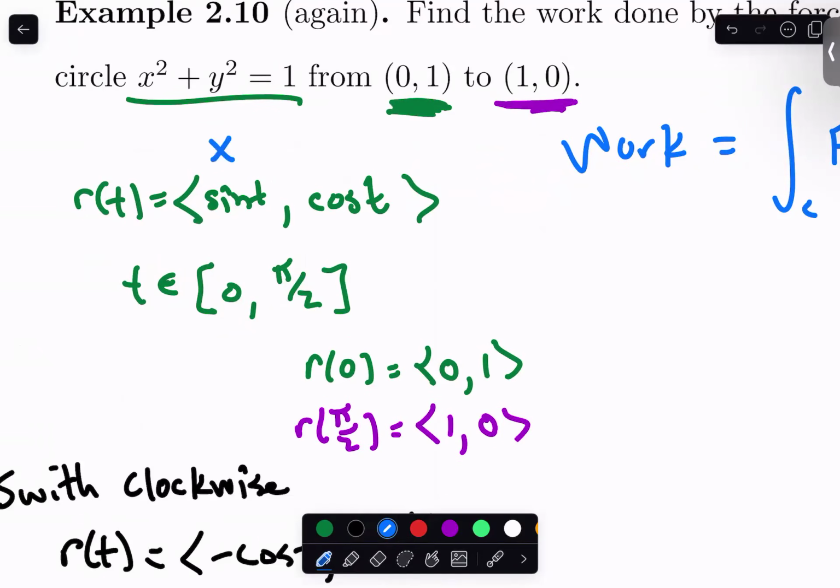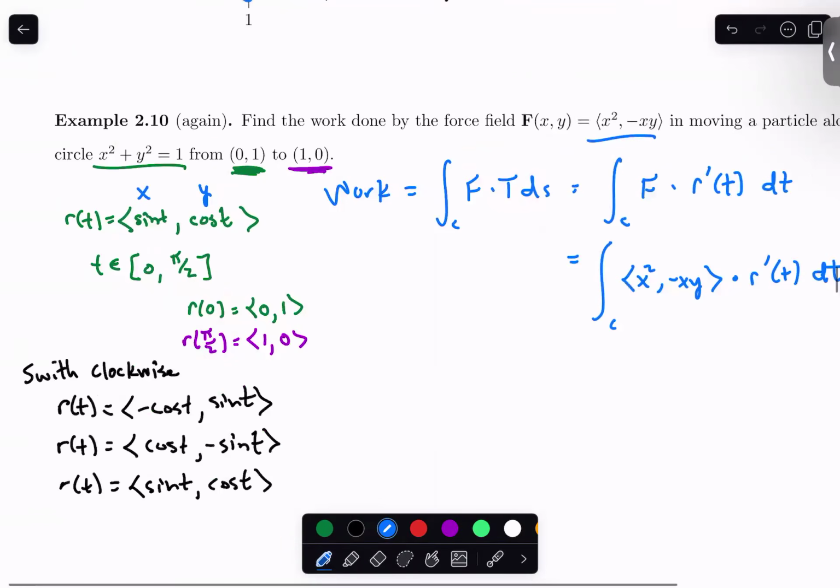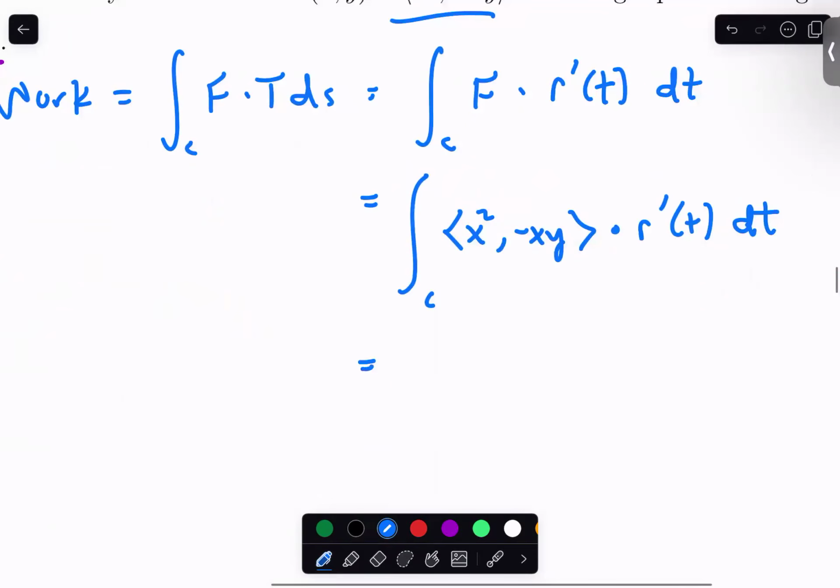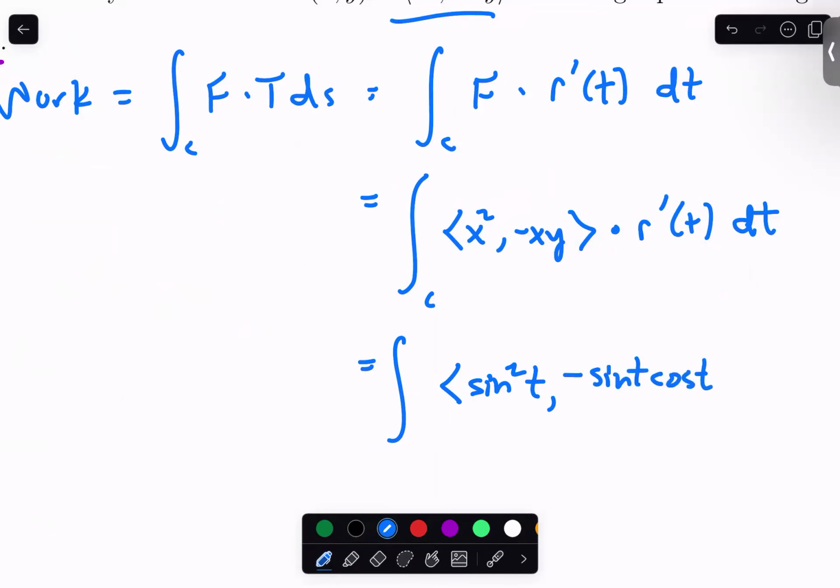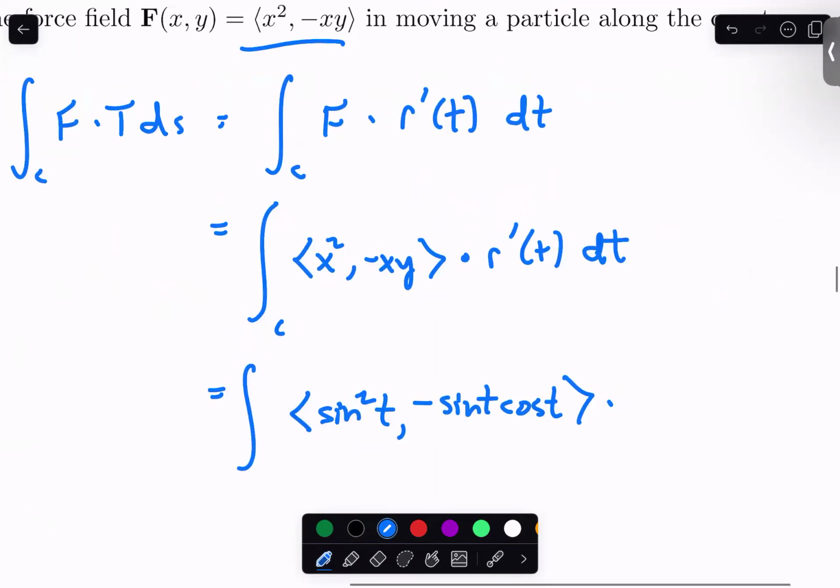So this is going to be my x value. This is going to be my y value for the parameterization. And so instead of x here, I'm going to swap out, and x was supposed to be sine. So this is going to be sine squared t. Here we have negative sine, and y was cosine. And now we need a derivative of our parameterization. So the derivative of x, sine, would be cosine, and the derivative of y, cosine, would be negative sine.